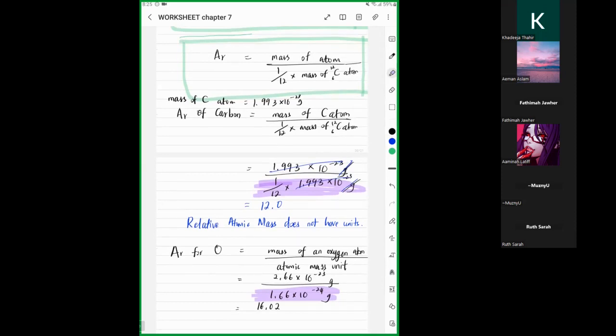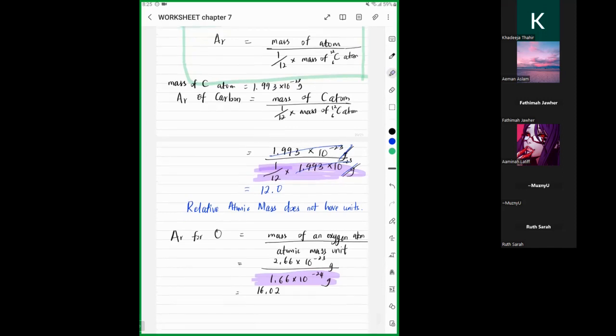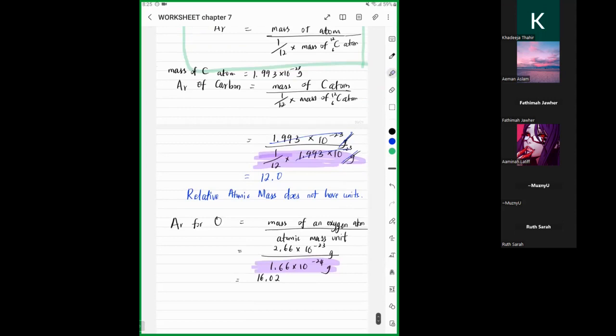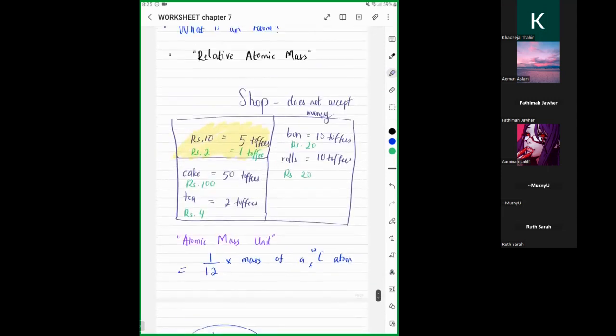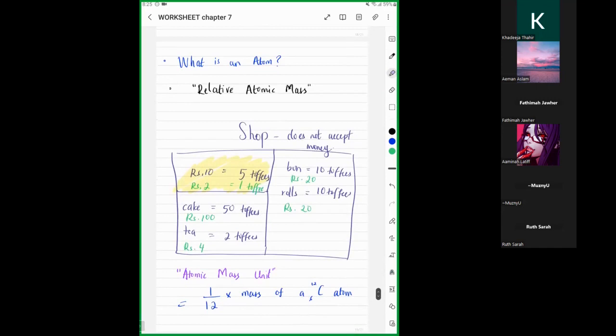Okay. So actually when we speak about relative atomic mass, it is referring to how many times an atom weighs as much as the atomic mass unit. So if I say oxygen's relative atomic mass is 16, I'm saying it weighs 16 times as much as the atomic mass unit. That's what it means. Or it weighs 16 times 1/12 of the mass of a carbon 12 atom. So I hope you got an idea of the meaning of relative atomic mass and the meaning of atomic mass unit. Right? So I'm moving forward, okay?